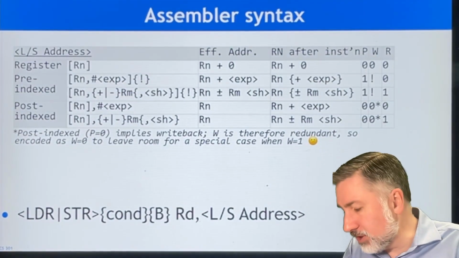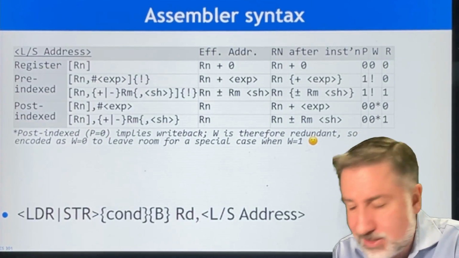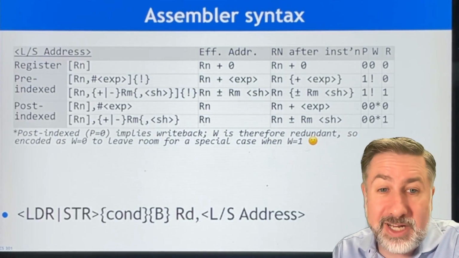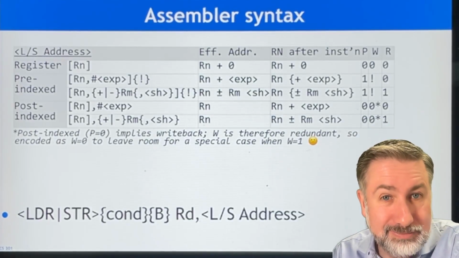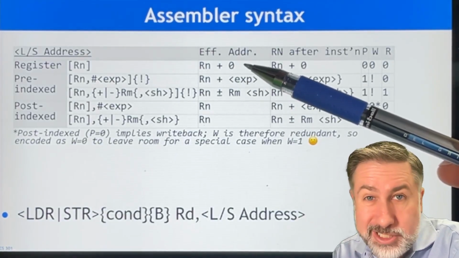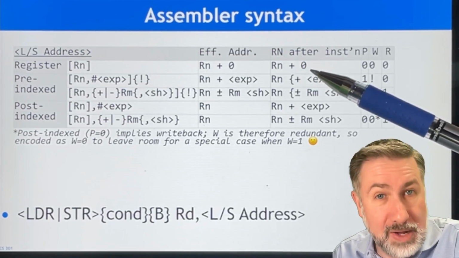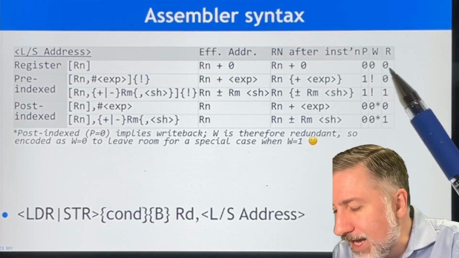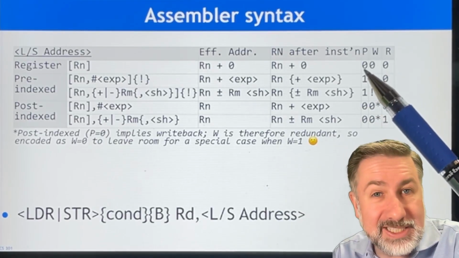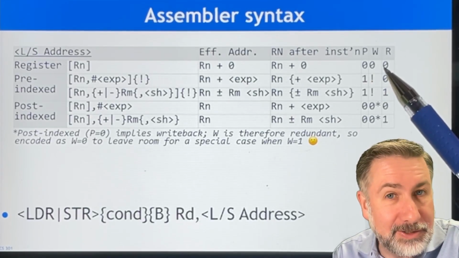So the first option is just basic, regular register addressing. The address of the data you're interested in is specified by a register, and that's it, register n. The effective address is just register n. The effective address after you do the instruction is just register n. And the flags for that are 0, 0, 0. So you're not pre-indexing, you're not writing back, and you're using a register instead of an immediate value.